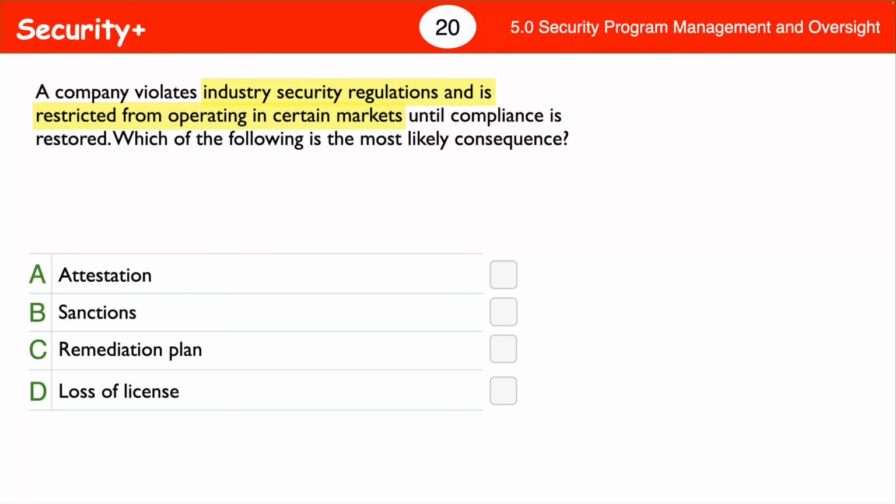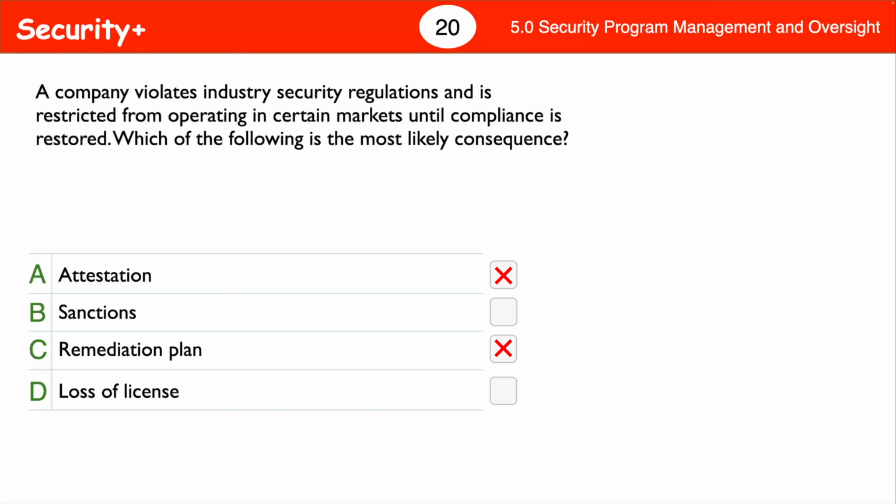Okay, so let's go ahead and do the process of elimination. And we can easily, right off the bat, start by eliminating A, attestation. And this is a formal declaration of compliance, but the scenario describes a penalty for non-compliance. Next, we can eliminate C, remediation plan. And this is a plan that outlines how to fix security gaps, but it is not a direct penalty like the scenario describes.